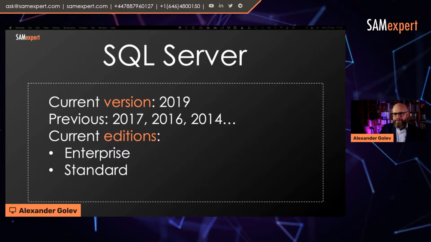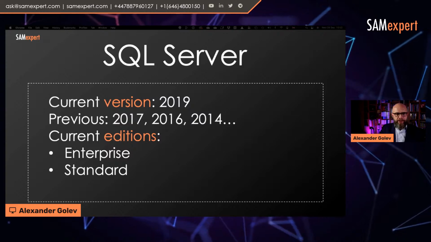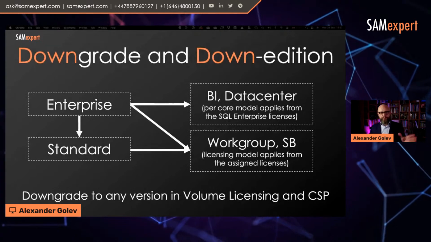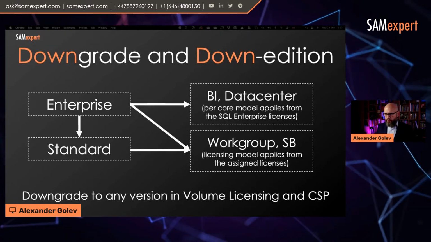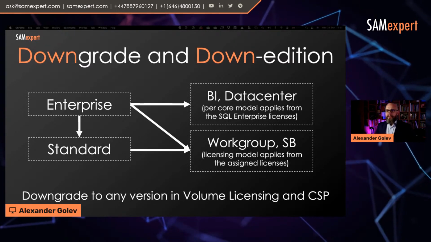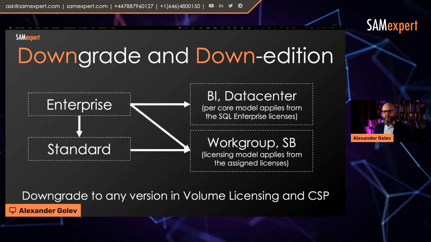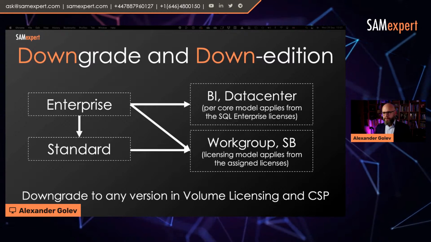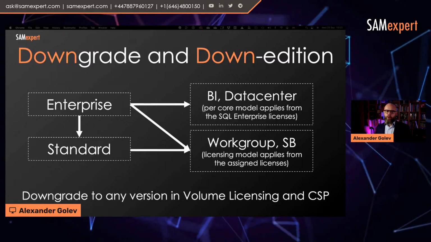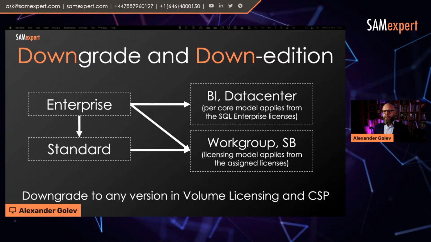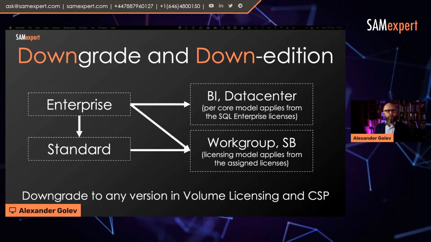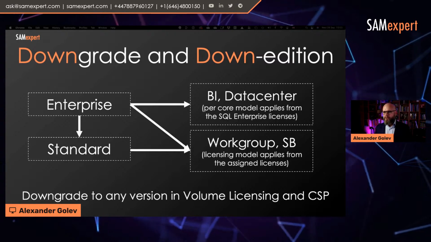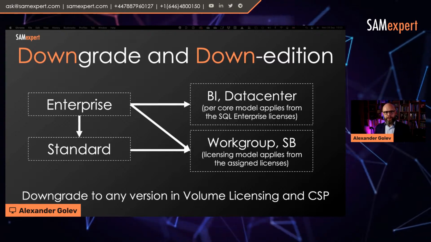Current editions are only Enterprise and Standard. There used to be different editions. So these are the down edition rights. Downgrades are allowed to any version through volume licensing and CSP. Editions work like this. Enterprise can be down edition to anything previous, anything. Standard may only be down edition to SQL Server Workgroup. I don't remember what was the last SQL Server Workgroup. I think it was SQL Server Workgroup 2005 or SQL Server Small Business.